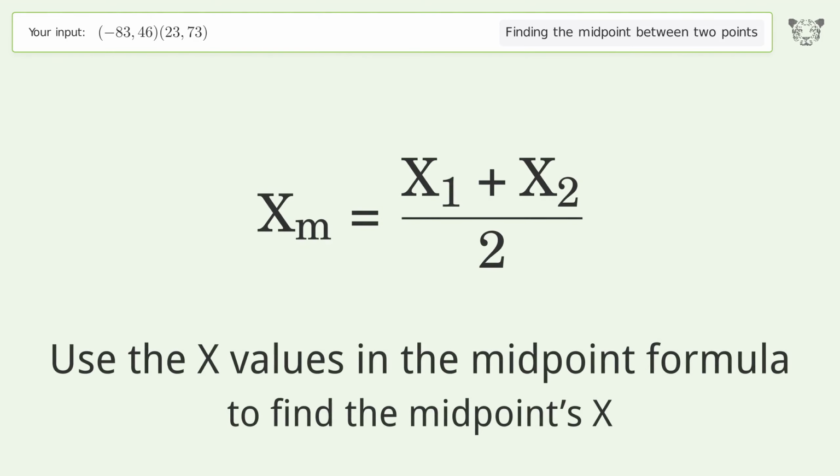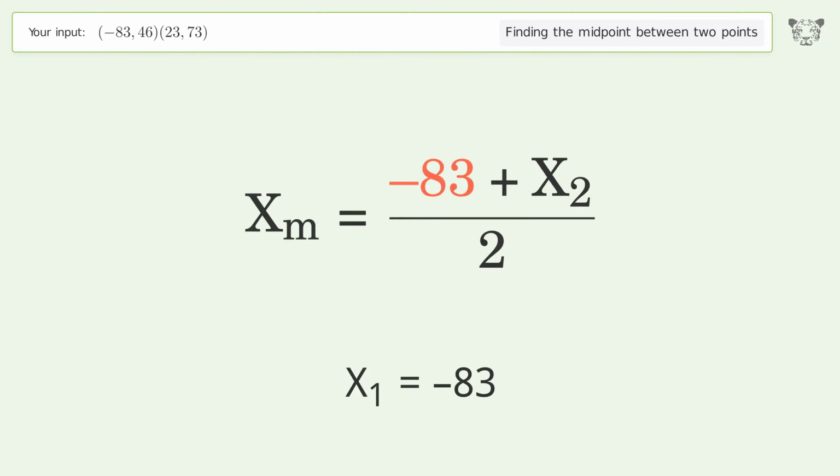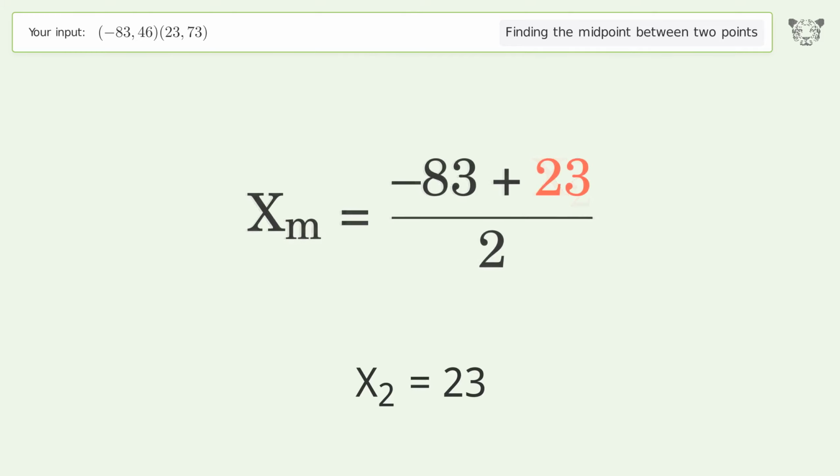Use the x values in the midpoint formula to find the midpoints x. x1 equals -83. x2 equals 23. Simplify the arithmetic.